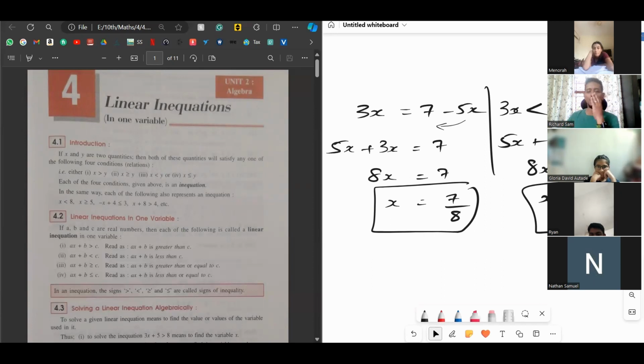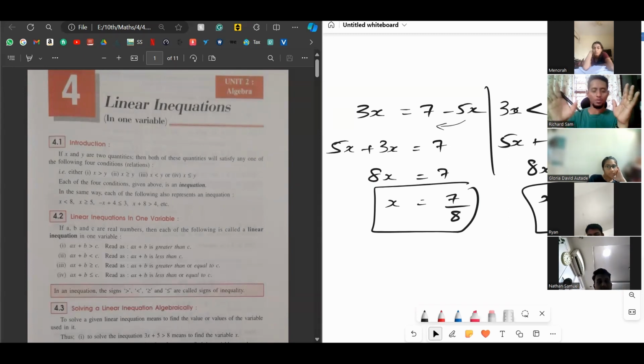So what's the difference between a linear equation and an inequation? In a linear equation, x has only one value. The value of x is 7 upon 8. That's it, just one value. But in a linear inequation, it's a range of values. So here I'm saying x is less than 7 upon 8. That means the values of x is everything less than 7 upon 8. Is that clear? Everyone clear about what's a linear inequation? Linear equations has a single value as x. Linear inequation will have a range of values.